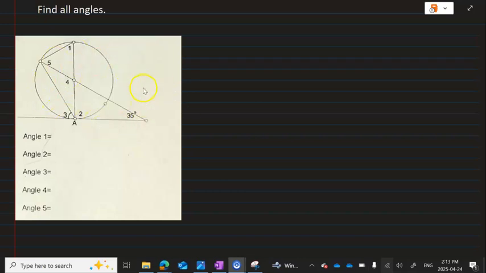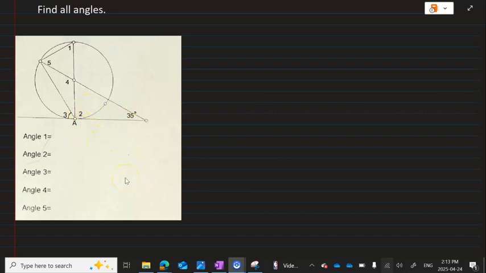This is a geometric question. We need to find all the missing angles given here. To make it simpler, we're going to find all the angles, including the ones they are not asking us to find, because it will help us find the other angles. All right, let's start with angle 2, because the easiest angle to find right now is angle 2 based on the given information.